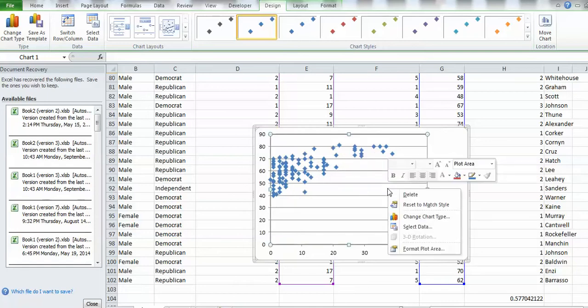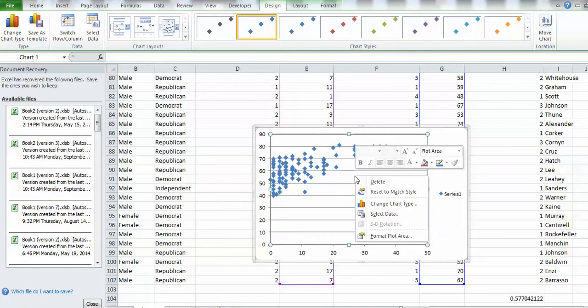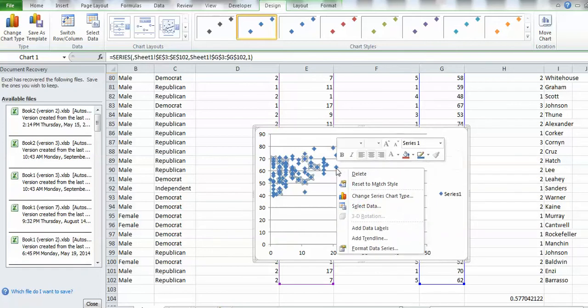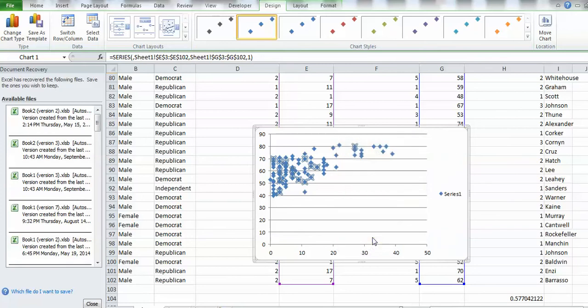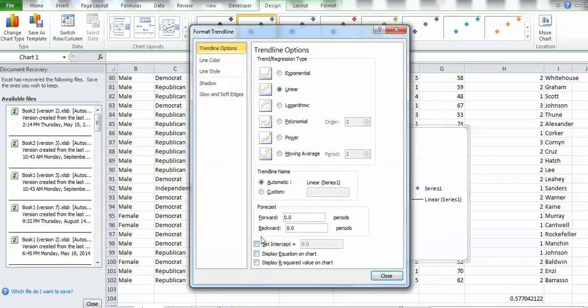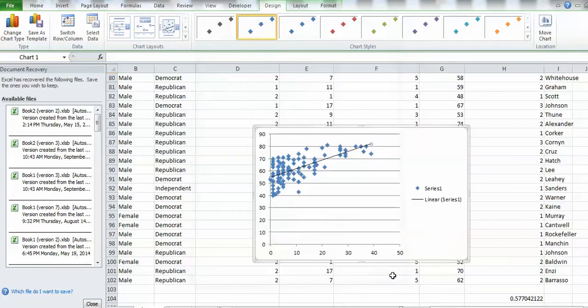And if we click here on one of the dots and drag down, we can click on Add Trend Line. And this adds a line that summarizes the correlation that we see. We have this overall rising pattern from left to right, which is a positive correlation.